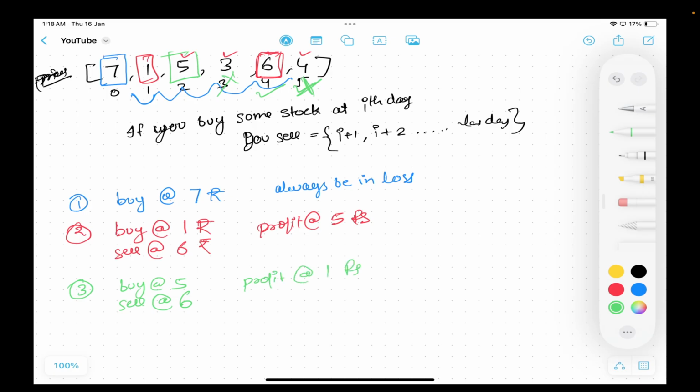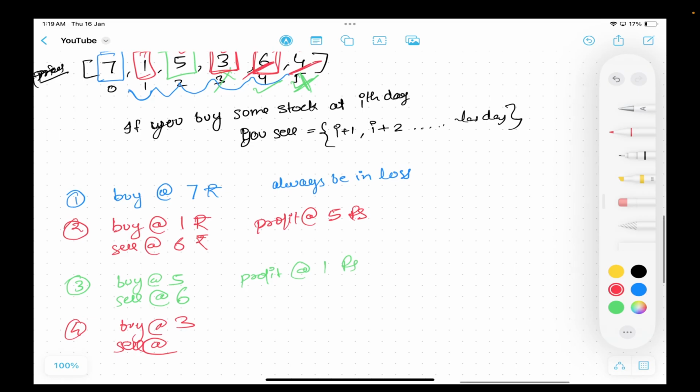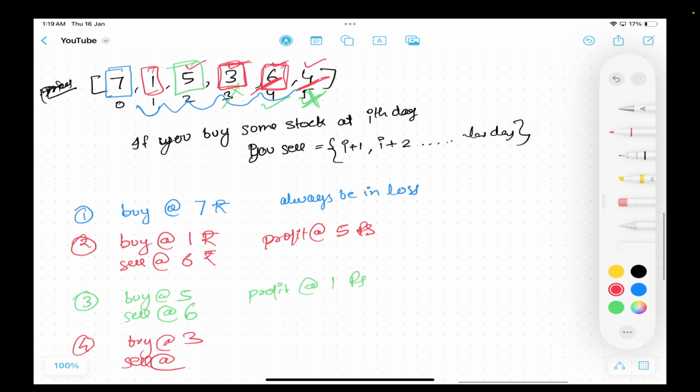So there are several possibilities. Also, you can buy on this day. If you buy on this day, the buy cost will be 3 rupees. Then you can sell on the sixth day and this day, the fourth day and fifth day, where the cost is 6 and 4. So if you sell it on the fourth day, you will get 6 rupees. Six is the better price. So you will get a profit of 3 rupees.